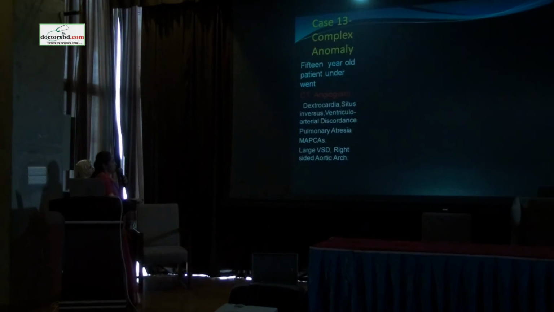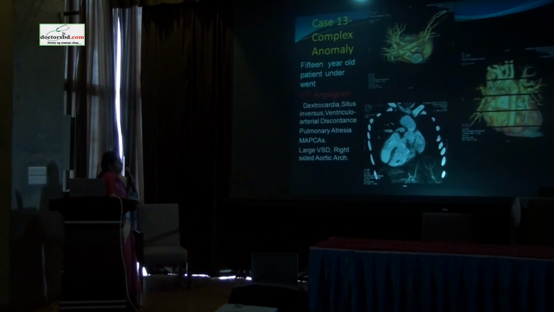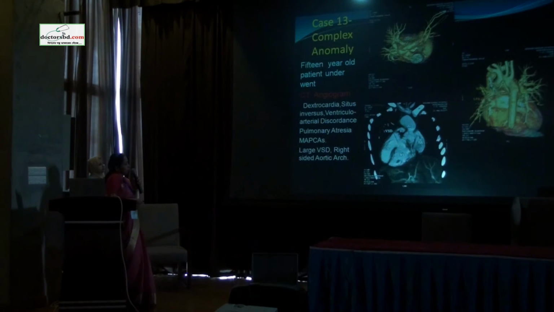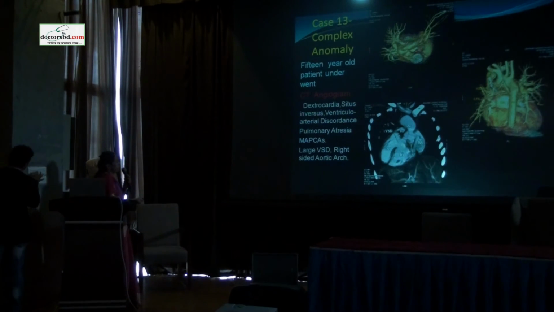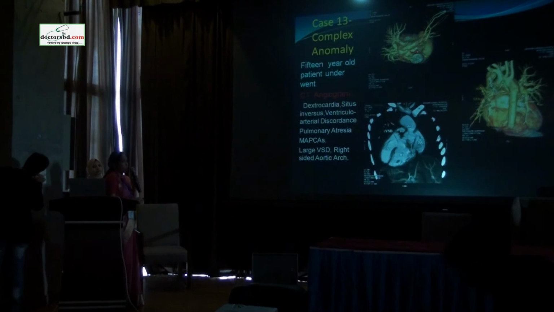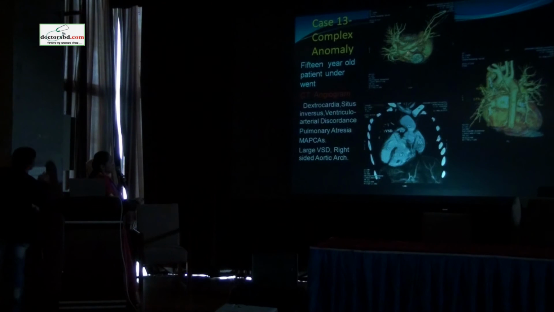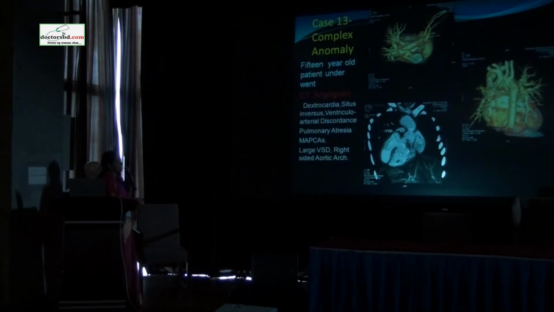This is another case of complex anomaly. A 15-year-old patient underwent CT angiogram, and again multiple anomalies were found. There's dextrocardia, situs inversus, discordance, pulmonary atresia, and MAPCAs. In these 2D images, this is the VSD and the LV lies anteriorly, and these 3D images are taken from above. Here we see this is the right pulmonary artery and this is the left pulmonary artery, and these are non-confluent. That is, there is no main pulmonary artery. That is pulmonary atresia, and both pulmonary arteries get supplied from these MAPCAs from the aorta.